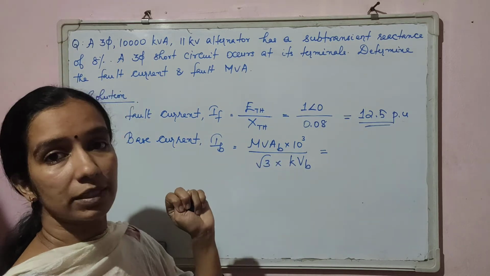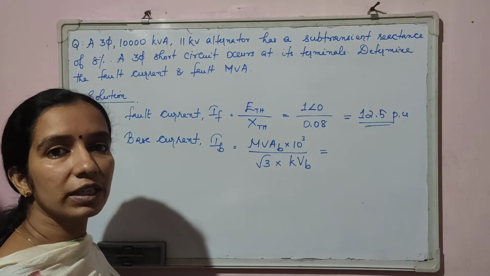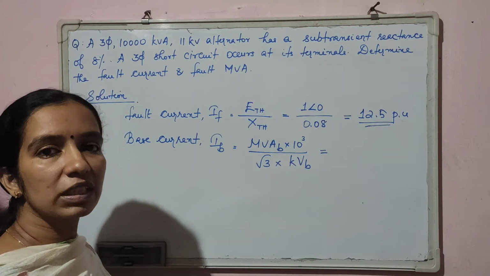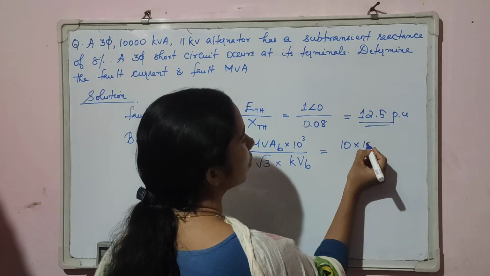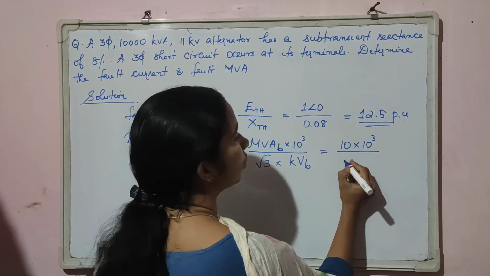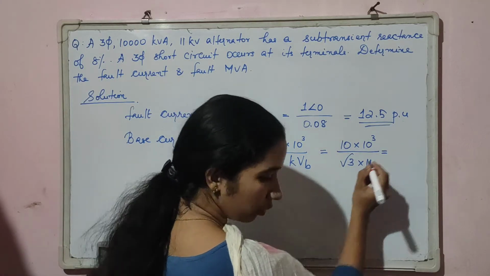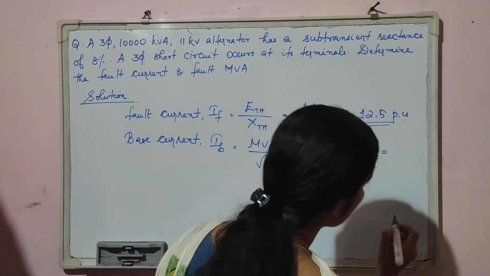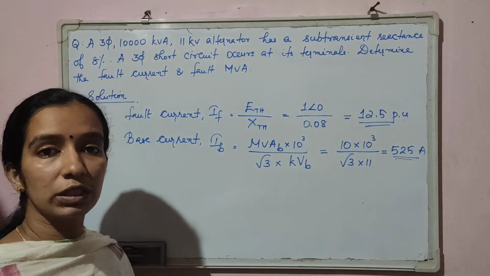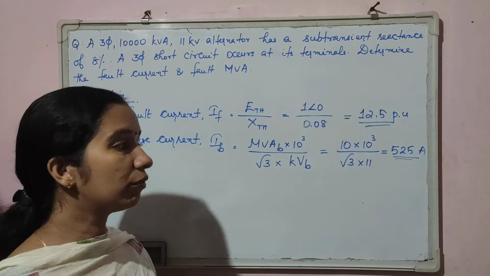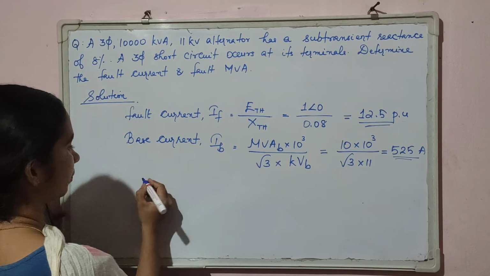Now MVA base. It is given that the rating of the alternator is 10,000 kVA, which is 10 MVA. So 10 into 10 raised to 3 divided by root 3 into kV base, which is 11. On solving this we will get the value of base current as 525 amperes. So we got the per unit value as well as the base value of fault current. Now let us calculate the actual value of fault current.